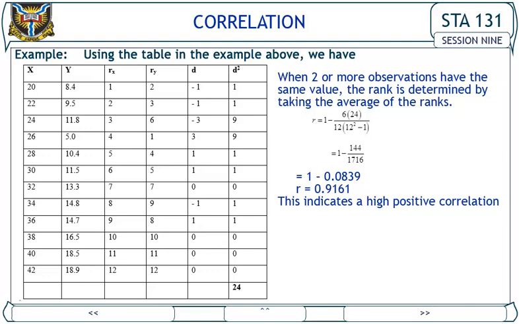Example. Using the table in the example above, we have: when 2 or more observations have the same value, the rank is determined by taking the average of the ranks. R is equal to 0.9161. This indicates a high positive correlation.